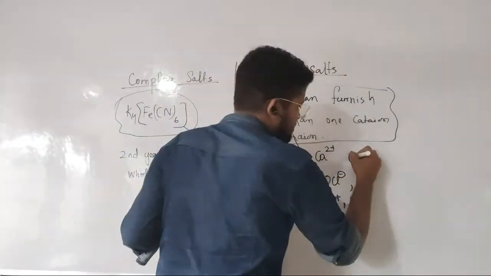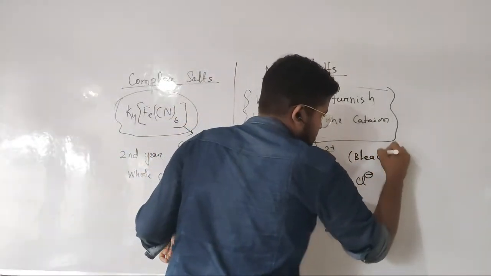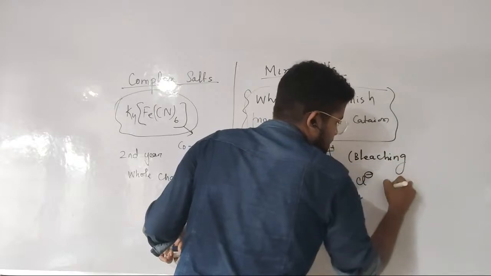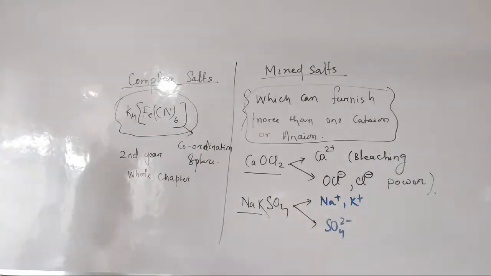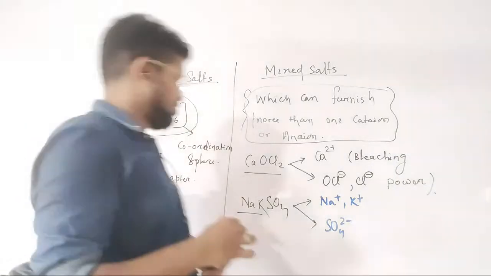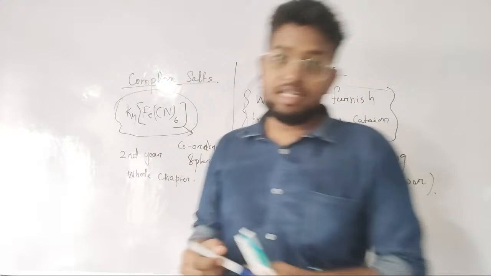First is our very famous bleaching powder, and the second one is NaKSO4, sodium potassium sulfate. That is also a very famous salt.